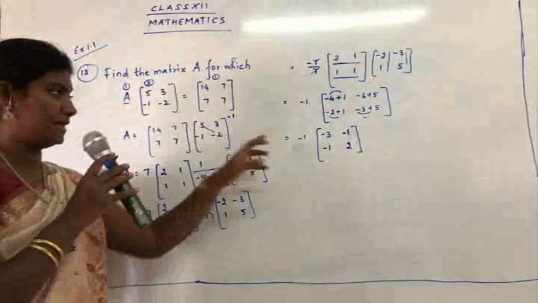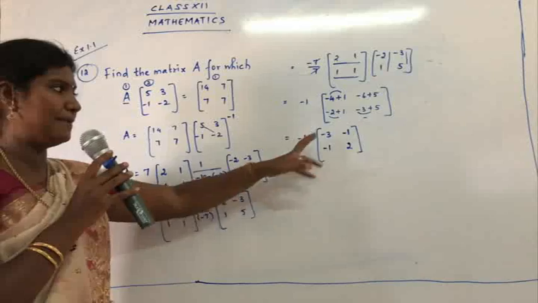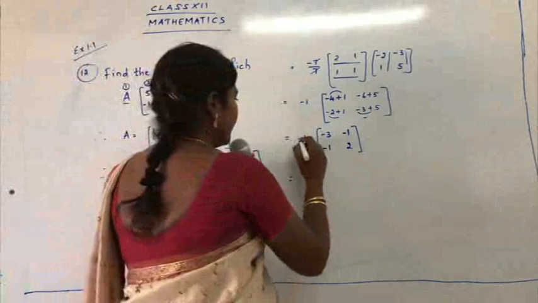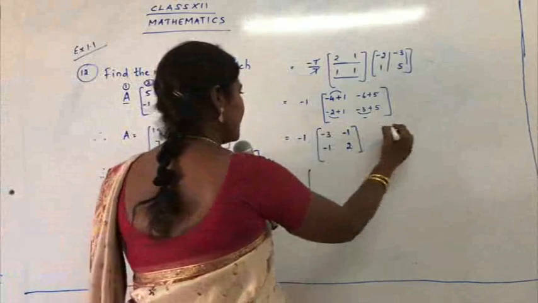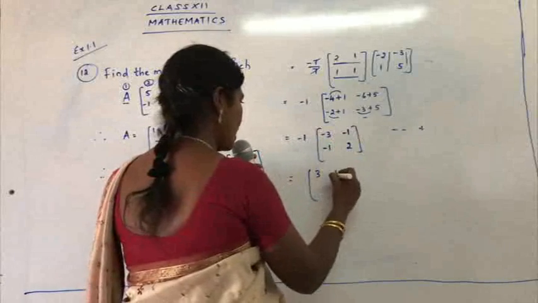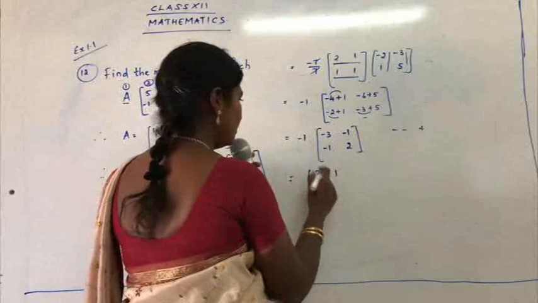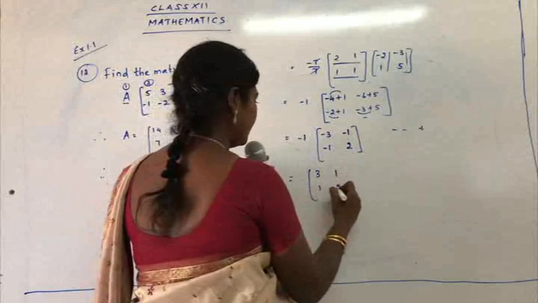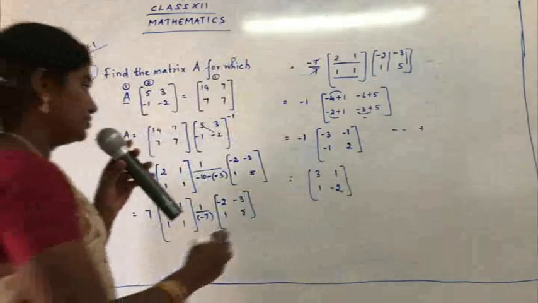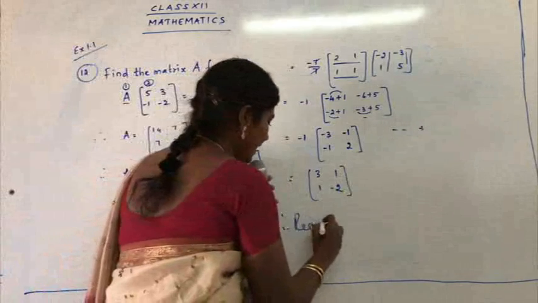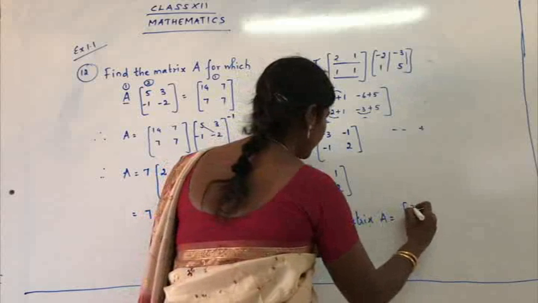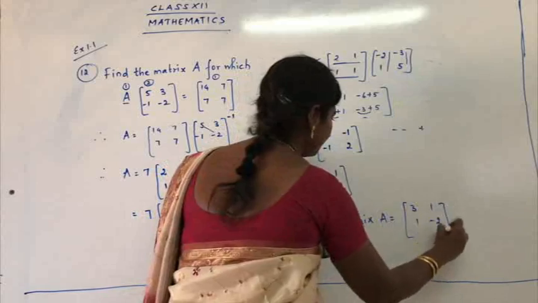So now let's take this minus 1 inside. We are going to multiply by minus 1 and we are going to get the final answer. So answer becomes minus 1 into minus 3. 2 minuses, minus minus becomes plus. So this becomes 3. Minus 1 into minus 1, 1. Minus 1 into minus 1, 1. Minus 1 into 2, that is minus 2. So the question was find the matrix A. Therefore required matrix A is equal to 3, 1, 1, minus 2.